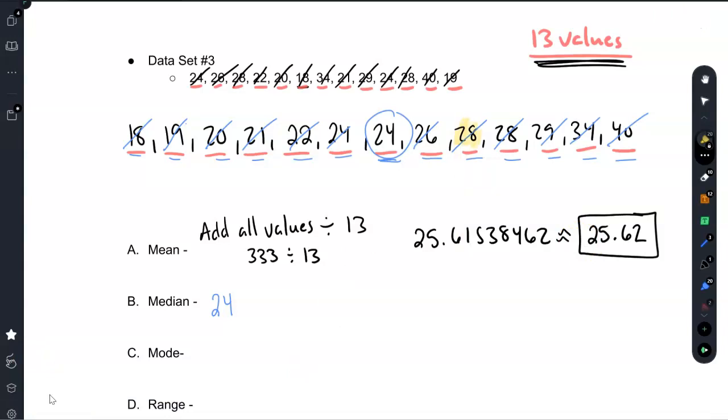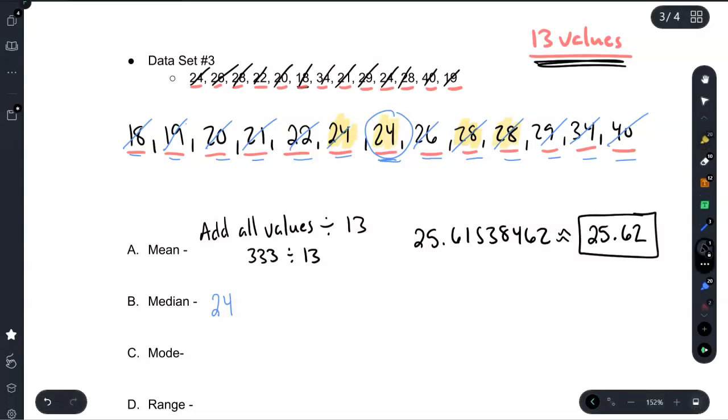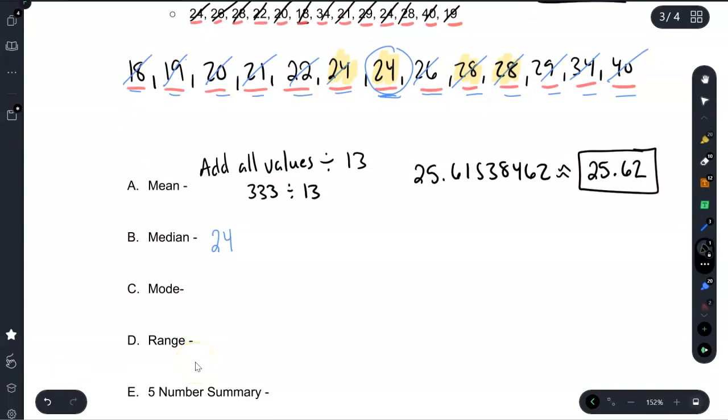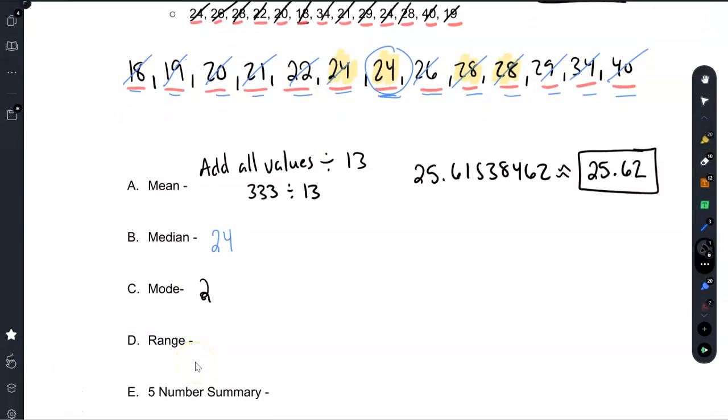So 28 shows up twice. I have 24 that shows up twice. So this time my mode is a tie between 28 and 24. So my mode is going to be 24 and 28. So my mode can be 2 values.